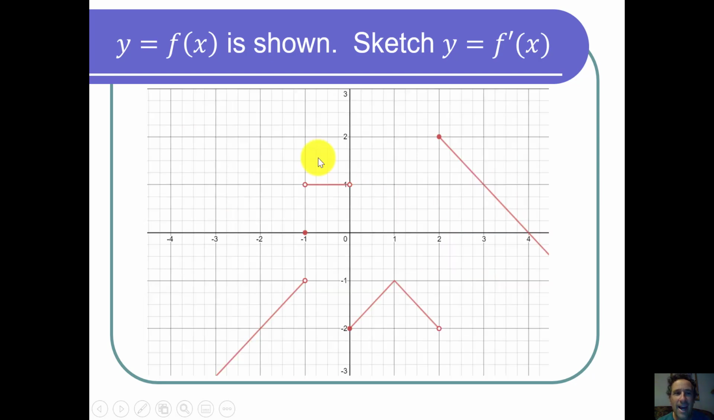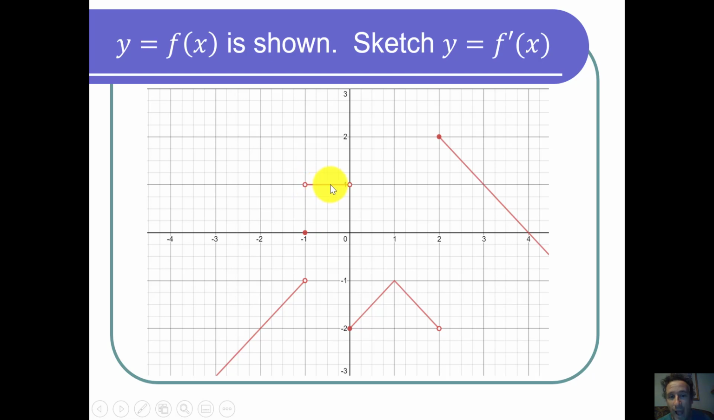So now we have y equals f of x shown, and we want to sketch y equals f prime of x. So now y equals f of x is a piecewise function. It goes kind of up along a line, and then it jumps. There's holes on both of these sides. There's a dot at negative 1 because it's piecewise, and it's defined when x is negative 1, we're at 0.